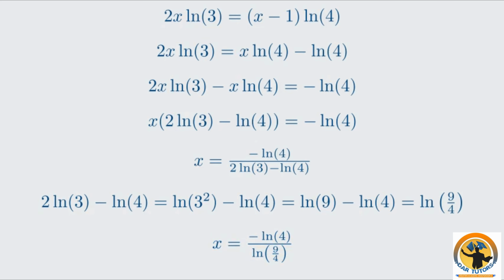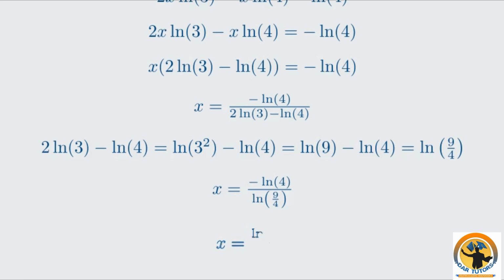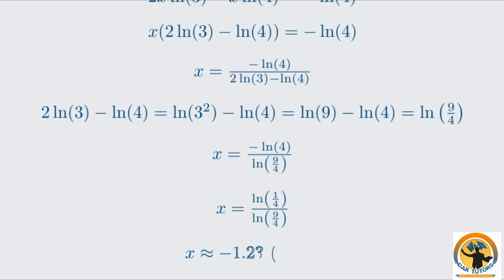We can also use the property that negative ln of 4 is the same as ln of 1 over 4. This gives us x equals ln of 1 over 4 divided by ln of 9 over 4. This is our exact solution. Using a calculator, we can find the approximate value. x is approximately negative 1.23. Let's look at another type of problem, a disguised quadratic equation.